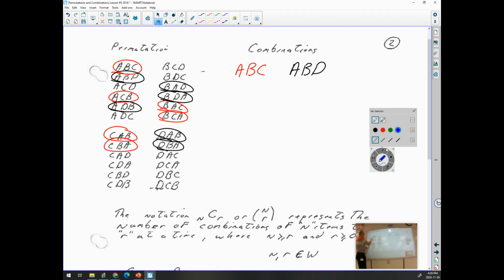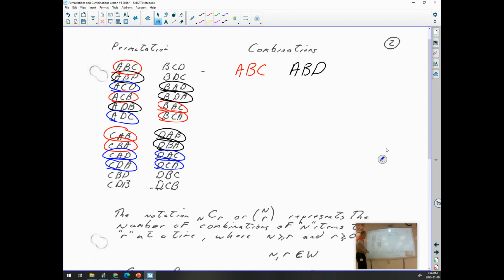Then we have ACD, and we have DCA, ADC, CAD and CDA. Those all are ACD. Now the only one that we're missing is this group, since everything else is circled.